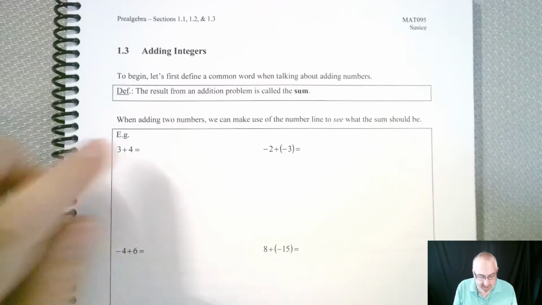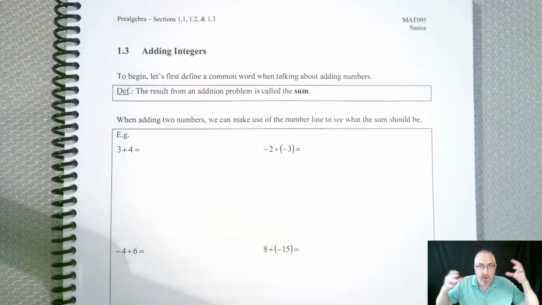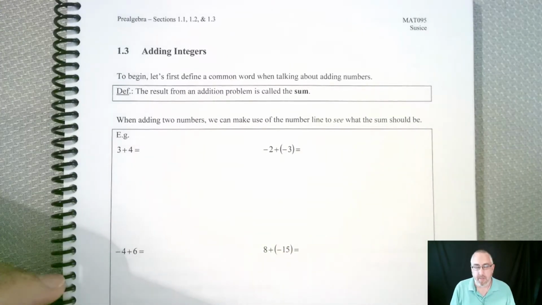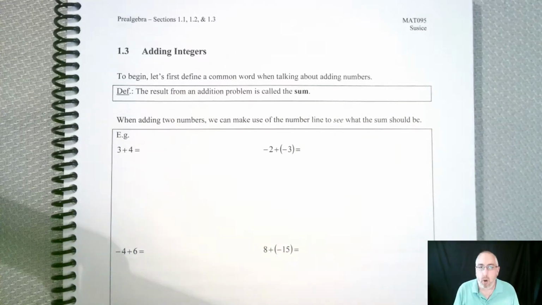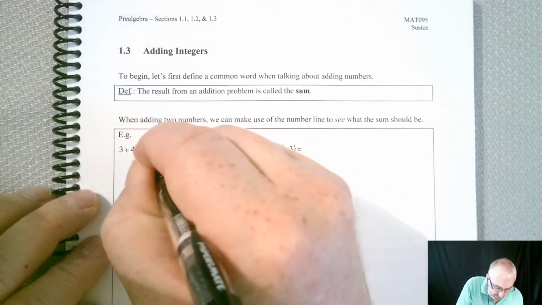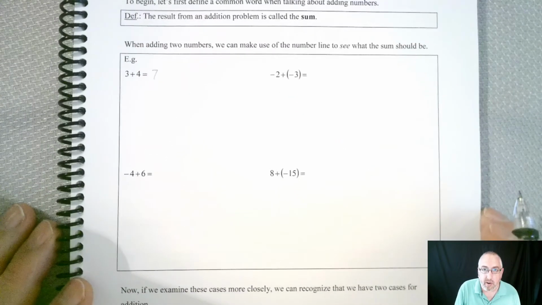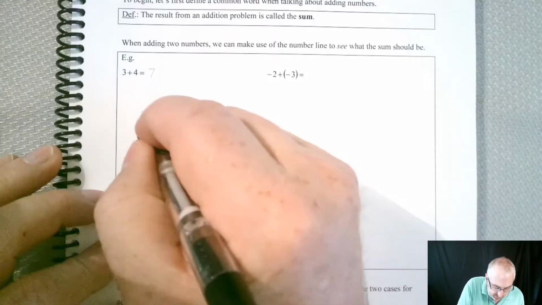When adding two numbers, we can make use of the number line to see what the sum should be. This is a really good way to wrap your brain around what exactly is happening when I'm adding two different numbers together. Now, instinctually, we know how to add positive numbers. We know that 3 plus 4 equals 7. But what does 3 plus 4 look like on a number line? We can do it like this.